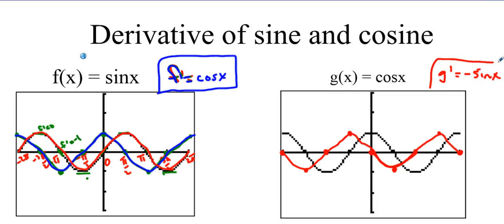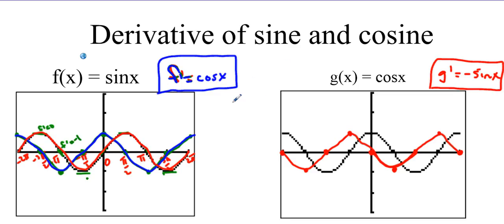And that's what we know. The derivative of sine is cosine, and the derivative of cosine is negative sine. Now that's pretty cool, knowing that the slopes of sine are going to equal the cosine graph, and all the slopes of cosine are actually the opposite of the sine graph. That's pretty intuitive. That's pretty awesome.